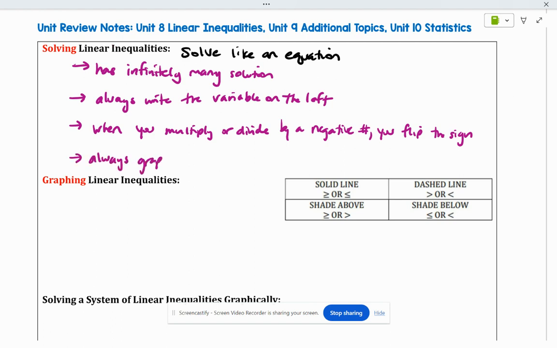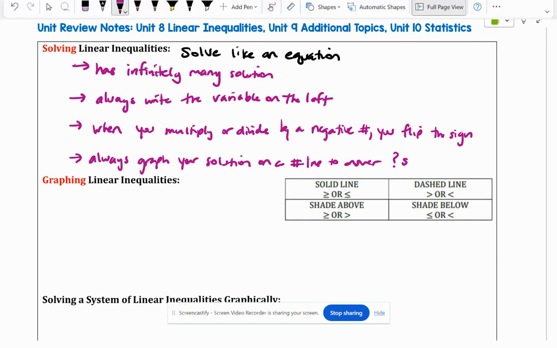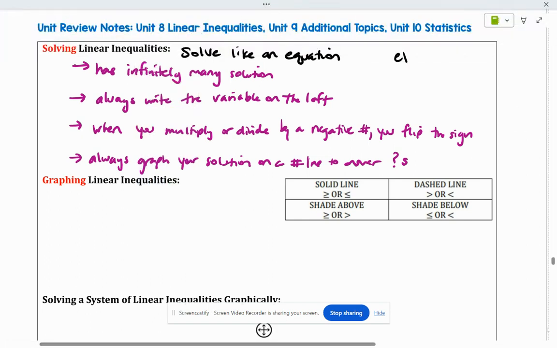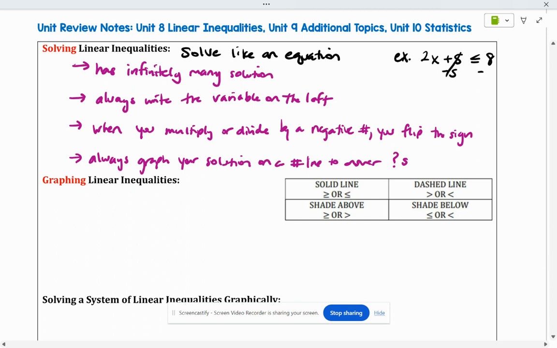And always graph your solution on a number line to answer questions. So if they give you an example and it's like, what's the largest integer value that satisfies the following inequality, right? You would get something that looks like this, right? I just made this one up, so I don't know if it's going to have nice numbers or not. We'll find out. Perfect. Has exactly what I want. X is less than or equal to 3 over 2.